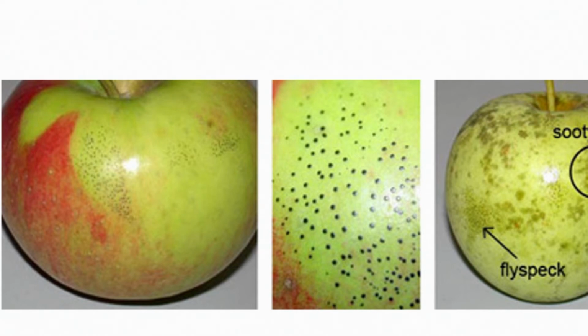Fly speck also resembles its name. Shiny black dots cluster together to form circular areas that range in size from a half-inch to more than an inch in diameter, as you can see in the first two pictures. So here's a larger cluster of these black dots, and this is what a close-up looks like of them.